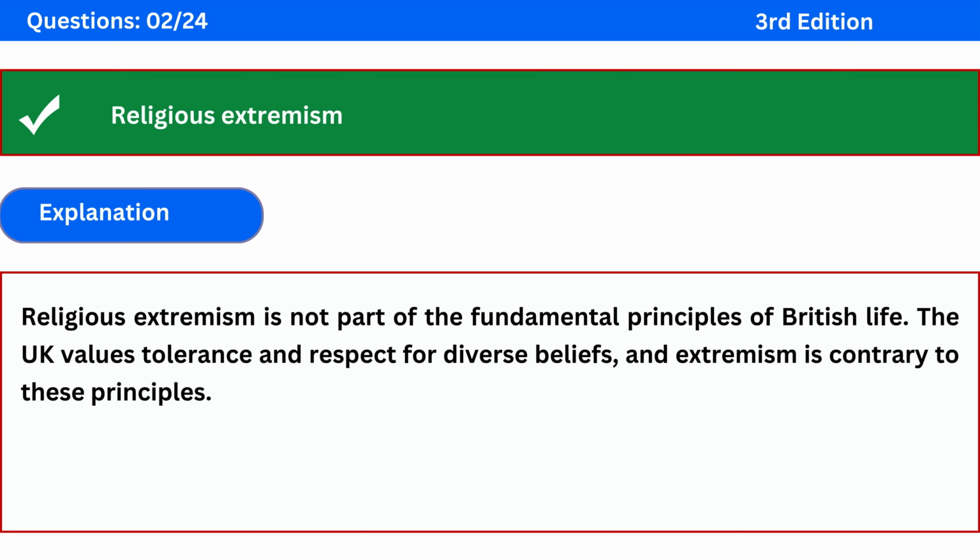The correct answer is religious extremism. Explanation: religious extremism is not part of the fundamental principles of British life. The UK values tolerance and respect for diverse beliefs, and extremism is contrary to these principles.